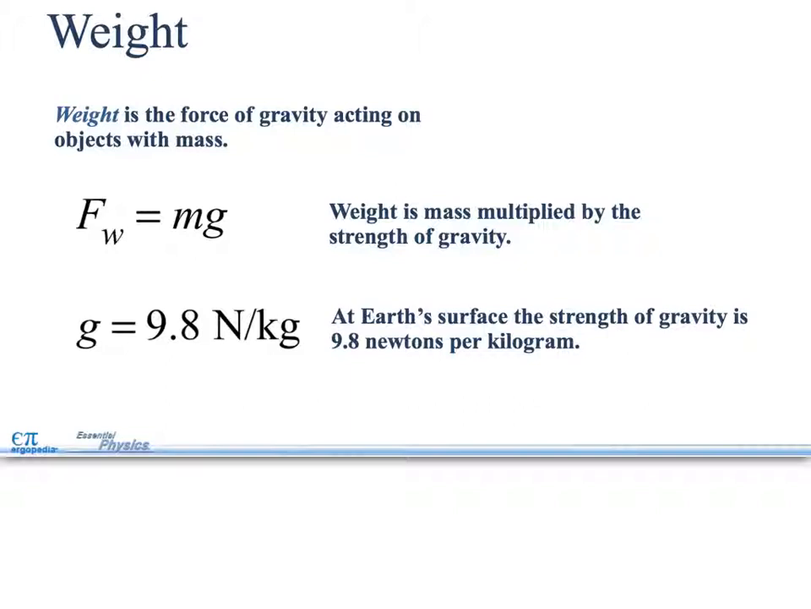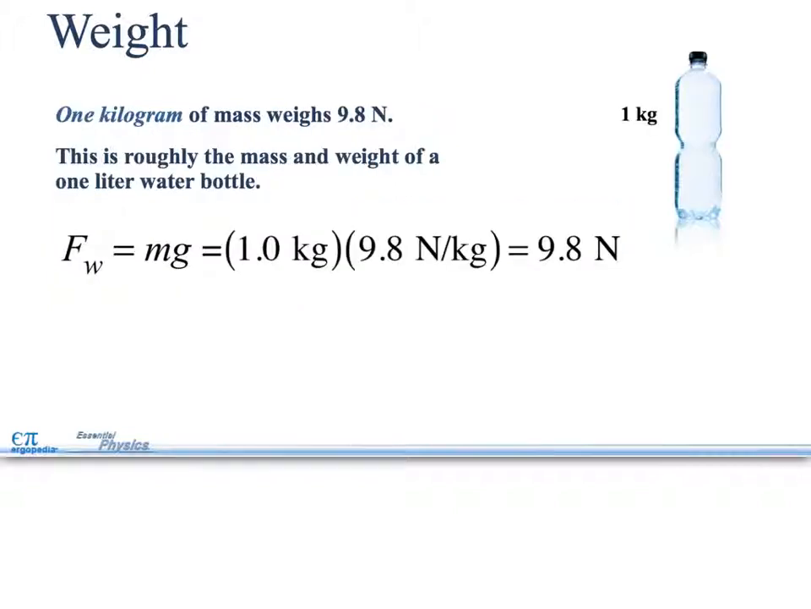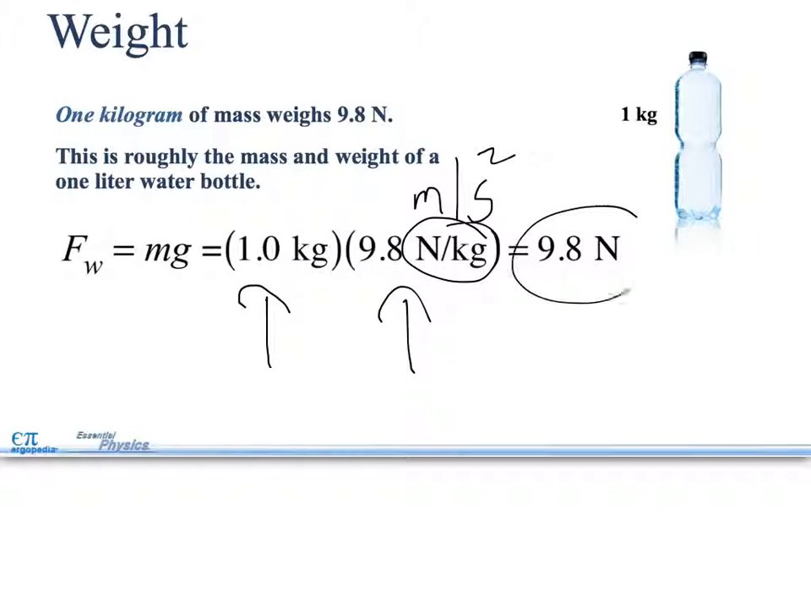So weight is the force of gravity acting on objects with mass. So here's how we will go about finding weight. And for gravity, we're basically using 9.8. 1 kilogram of mass weighs 9.8 newtons. This is roughly the mass and weight of a 1 liter bottle of water. So 1 kilogram times this. These aren't always the units you're going to see. You'll see meters per second squared there because it is an acceleration going down to get the 9.8 newtons.